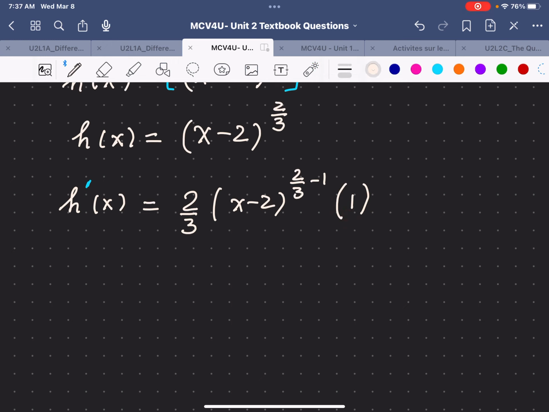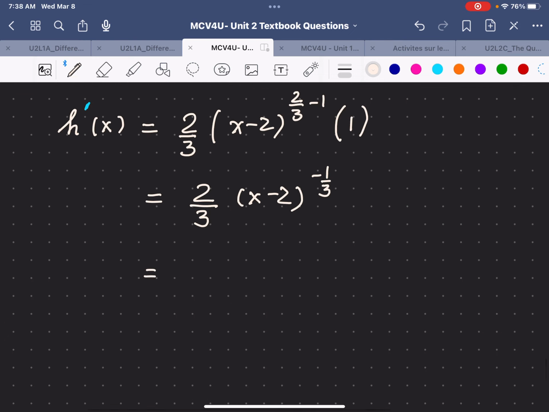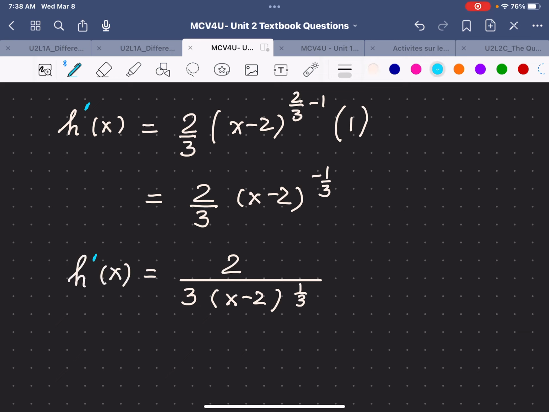So let's check what the derivative expression looks like. We have 2 over 3, we have x minus 2 to the power of, so notice here you have 2 over 3 minus 1, so minus 3 over 3 will give the exponent of negative 1 over 3. Let's make that exponent positive so we can have a better idea of the character of this expression. So x minus 2 to the power of 1 over 3 in the denominator. As you can see, this is the most simplified form of the derivative with all positive exponents.